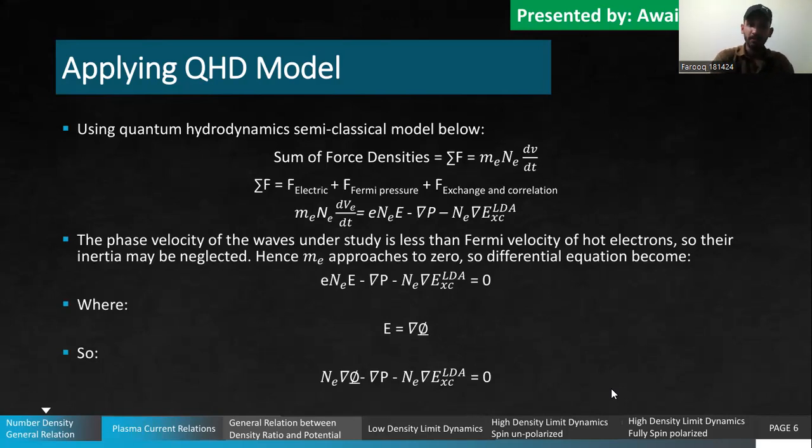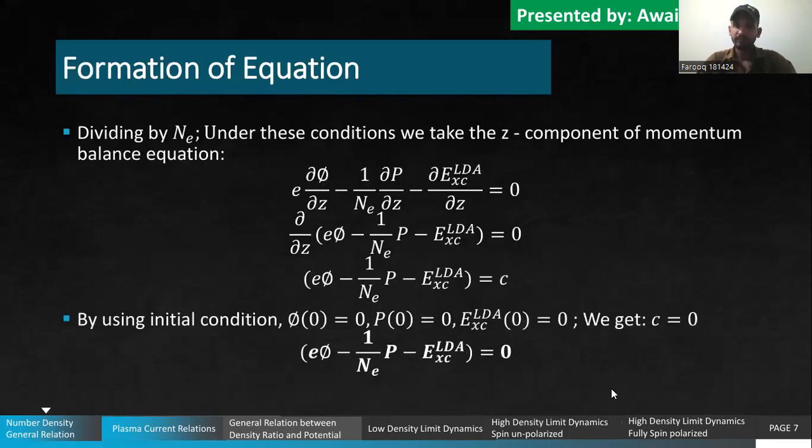So this term on the left side goes to zero. Now the differential equation becomes e ne E minus del P minus ne del EXC LDA is equal to zero. And we put the electric field equal to del phi, the gradient of the scalar potential. So the equation changes and we get ne del phi minus del P minus ne del EXC LDA.